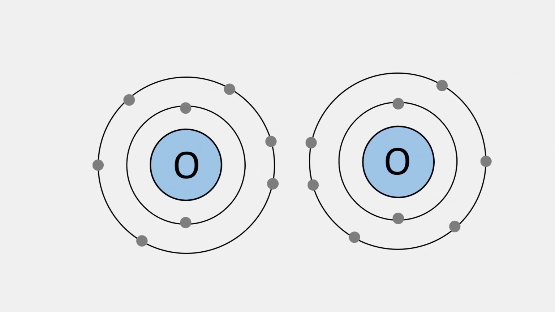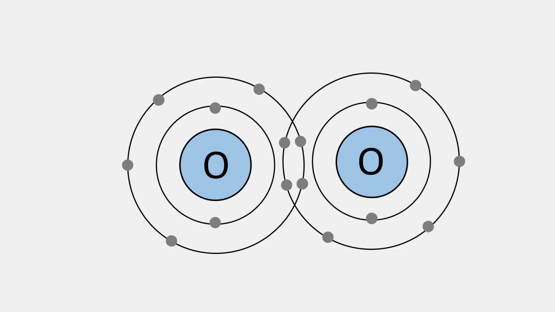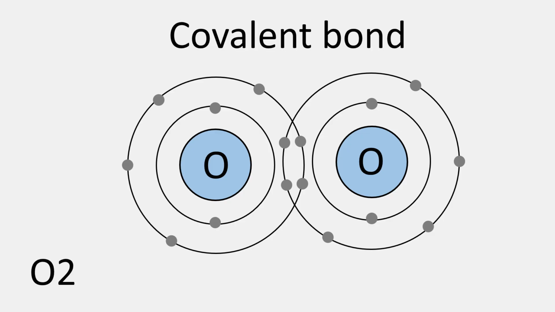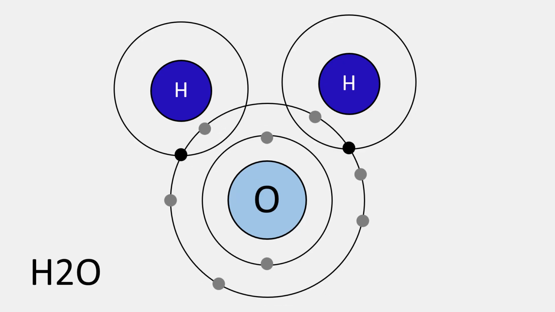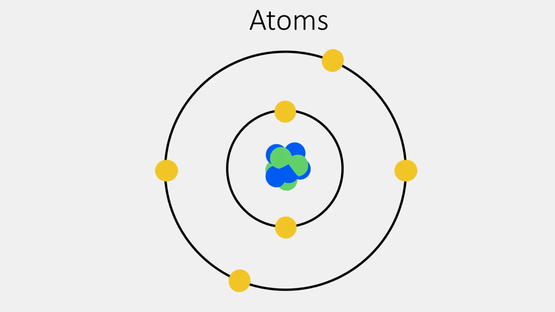Another bond that forms between atoms is known as a covalent bond, where two atoms share the electrons that they need to be stable. A good example is the oxygen molecule. Another example of a covalent bond is the water molecule.